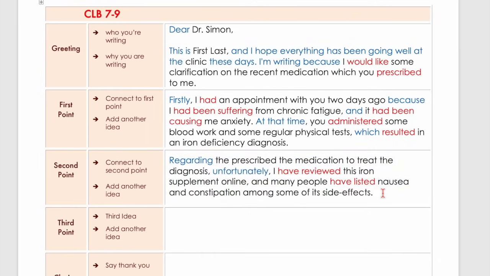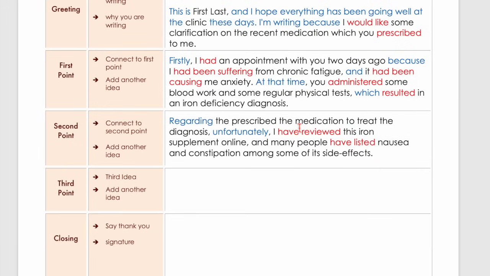Okay, so regarding the prescribed medication to treat the diagnosis, unfortunately, I have reviewed this iron supplement online, and many people have listed nausea and constipation among some of its side effects. Okay, well, for example, usually lots of people check any kind of medication or supplements online. I know I do that as well. So that's what I said here. And I saw some side effects in there, and I don't like those side effects.